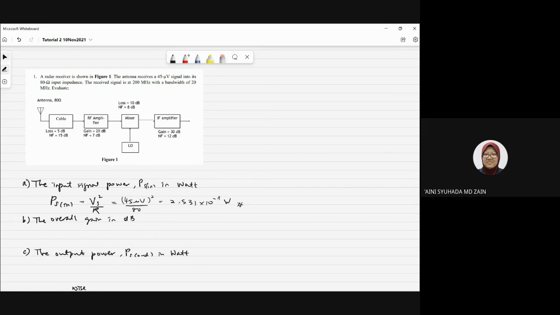Betul, dapat jawapan tu. 2.531 times 10 power of minus 11 watt. Did you manage to get the answer? Anybody? Oh, dapat. Dapat?